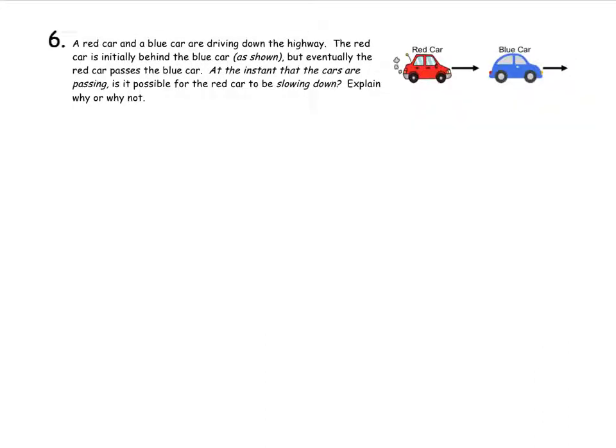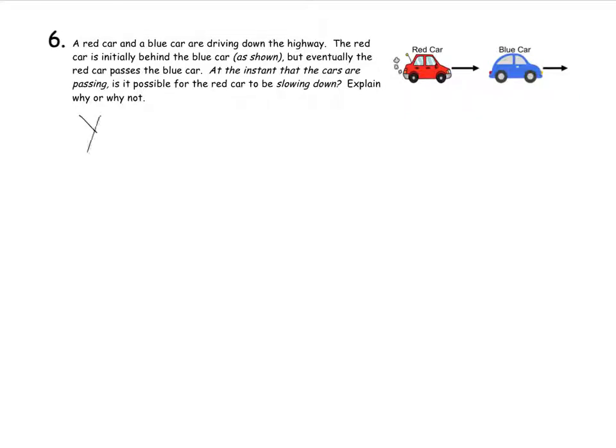Okay, we have another scenario here. We have a red car and a blue car driving down the highway. The red car is initially behind the blue car as shown here, and we know that the red car eventually passes the blue car. So the question is, at the instant that the cars are passing, is it possible for the red car to be slowing down? Explain why or why not.